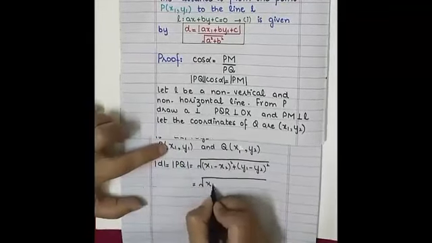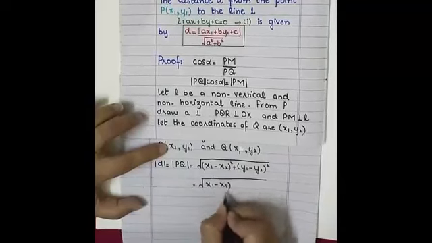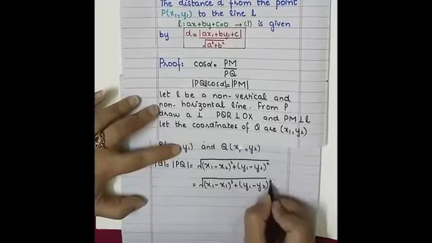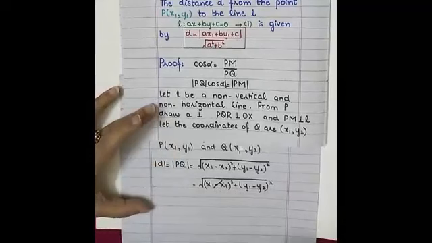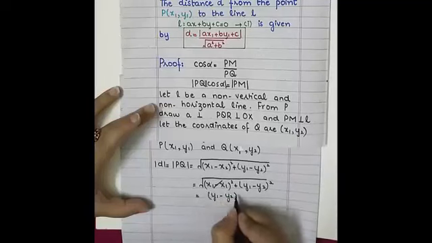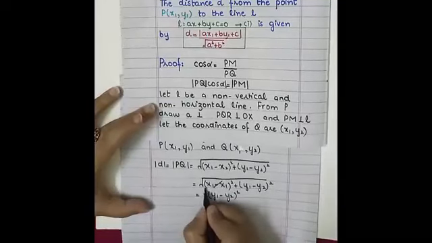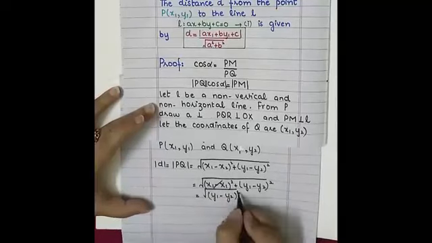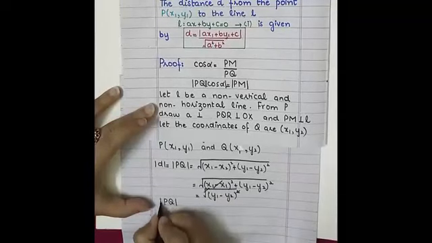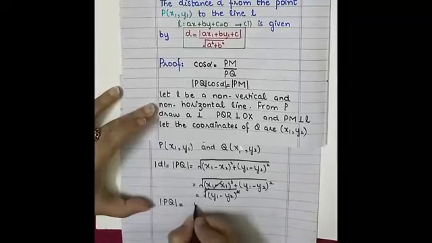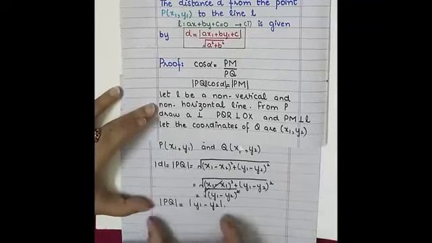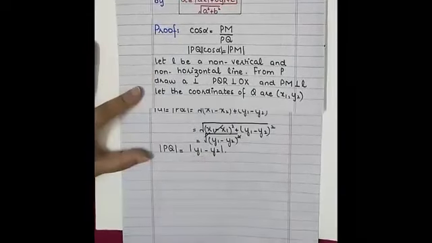So the value of x1 is x1, the value of x2 is again x1, so x1 minus x1 cancels out, plus the value of y1 minus the value of y2, whole square, under the square root. The square root will be cancelled out with this square and we have the value of PQ, which is equal to y1 minus y2. We can write it in the form of mod since it is a distance. This is y1, this is y2.